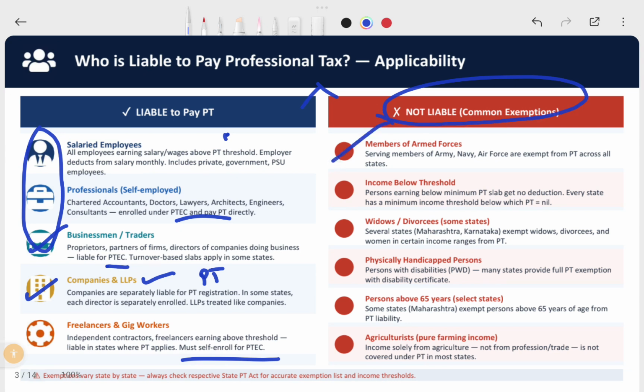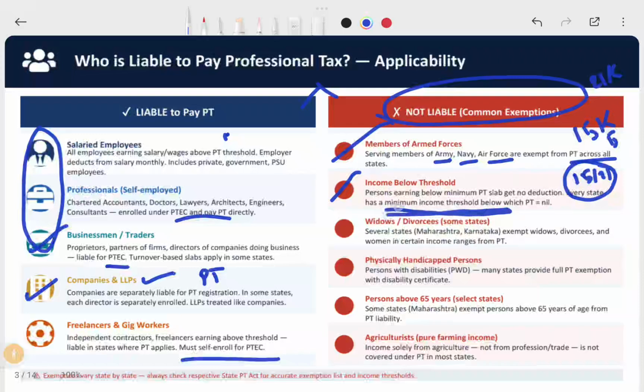People in the armed forces, if you are working in the army, navy, or air force, are exempt from PT across all states. Also, if income is below the threshold limit, it varies by state. Some states mention 15,000 or 21,000, or up to 50K, whatever it is. It differs based on state. If income is below the minimum threshold, their PT would be nil. They still register, but their PT would be nil in this case.